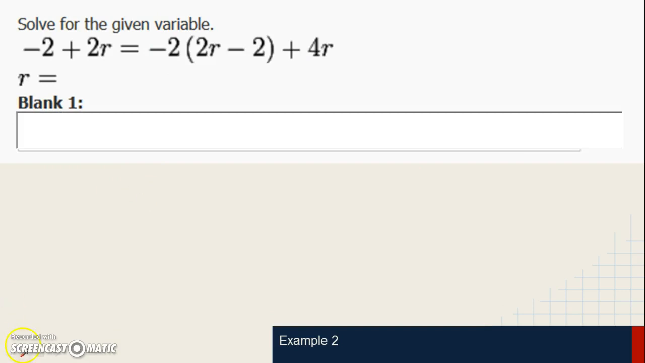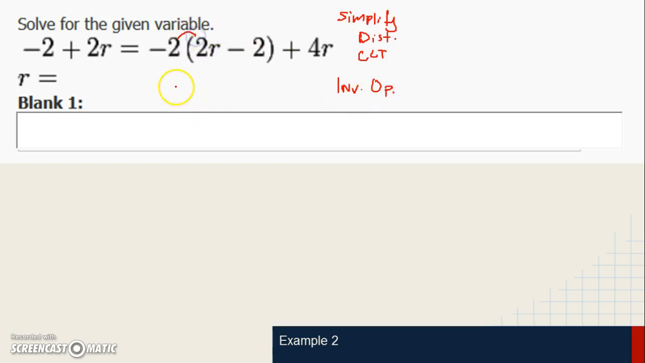Here's my next example. Here's our second example. Again, this is our second example, and we're going to follow the same procedure as in the last example. So we're going to simplify by distributing first, and then combining like terms, and then we'll get into our inverse operations.